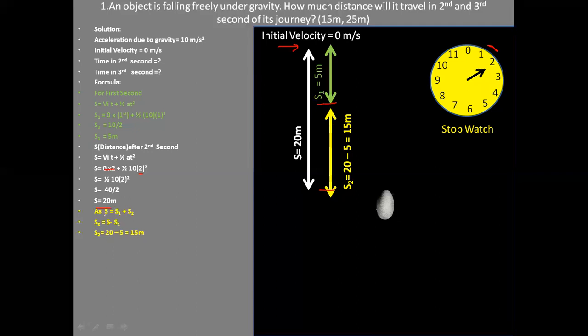So let us calculate over here: S is equal to S1 plus S2, so S2 will be equal to S minus S1. So S2 will be equal to 20 minus 5, which is equal to 15 meters. So the second displacement is 15 meters, and that is why we have calculated the second as 15 meters right over here.